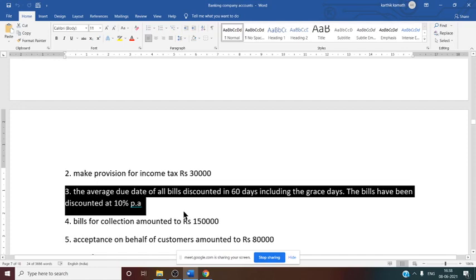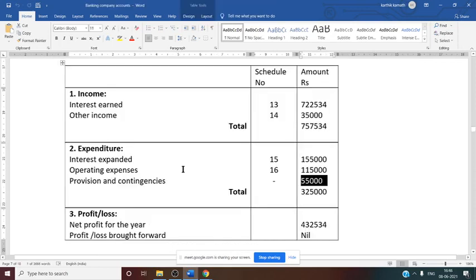Then provisions and contingency, there are 2 types of provision, bad debt and income tax. Add both and write provisions and contingency, that is 55,000. See this, 30,000 income tax, 25,000 bad debt. So now the total of expenditure we want, that is 15 plus 16 plus provisions and contingency. If you add these 3 items, you will get the answer as 3,25,000.